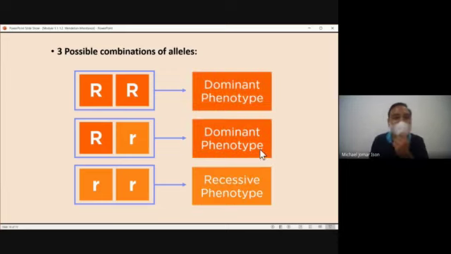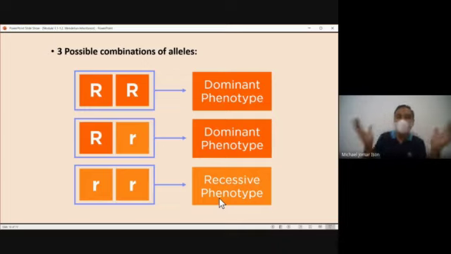Now here's another question: which one would be the expression of this? So as you can see here, since the big R is dominant, if you combine it with a big R, you will always have a dominant phenotype. If you have a big R combined with a small r, you will have here as well a dominant phenotype, while the small r and the small r, when they are combined together, are what we call a recessive phenotype.